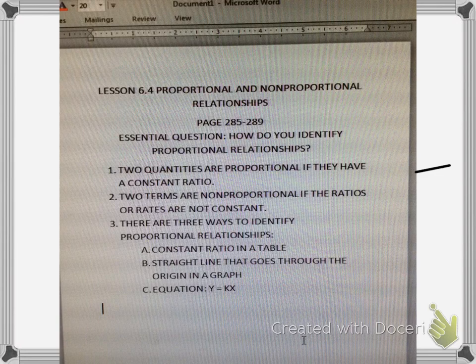One is a constant ratio in a table, which you will be working with today. Another is a straight line that goes through the origin in a graph, which you will work with tomorrow probably. And then there's the equation y equals kx, where k is the constant ratio. Our goal today is to only worry about how to identify a proportional or non-proportional relationship.